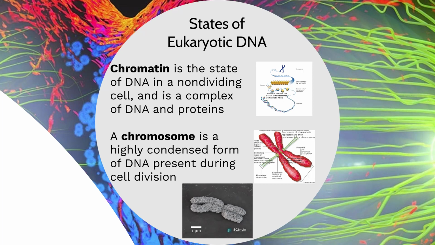For eukaryotes, our DNA is incredibly complex. I mean, it's complex in prokaryotes too. It's just more complex in eukaryotes. So first of all, we've learned the idea of chromatin. Remember from previous chapter that chromatin is the state of DNA in a non-dividing cell. Chromatin is not just DNA all by itself. Chromatin is a mix of DNA wrapped around various types of proteins.